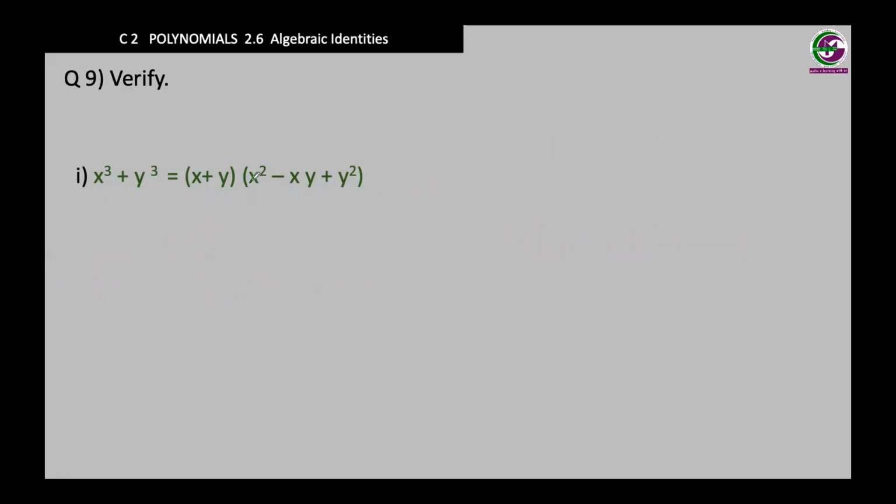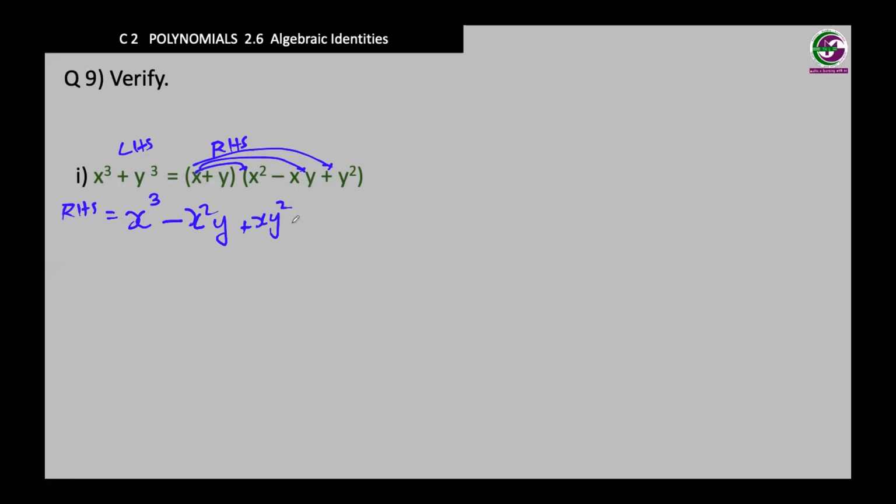Verify that this is the answer of x cube plus y cube. So let's write, this is the LHS and this is the RHS. Taking from the RHS, what do we have? Let's expand. The first term with the first, second, and third. So we have x with x square is x power 3, minus x and x is x square y, plus x with y square is xy square. We finished the first term.